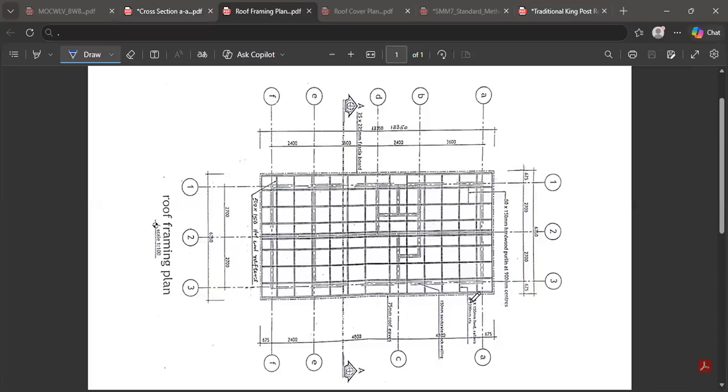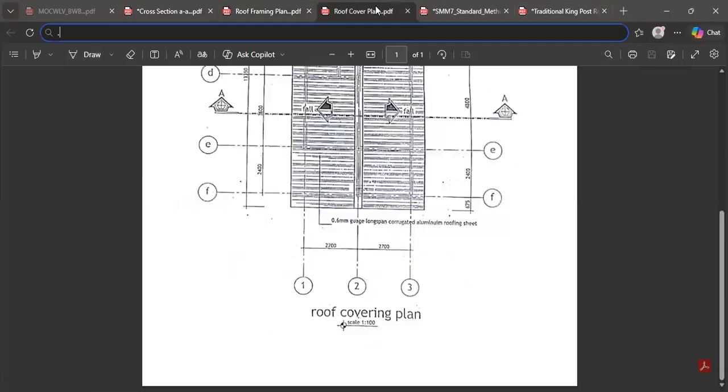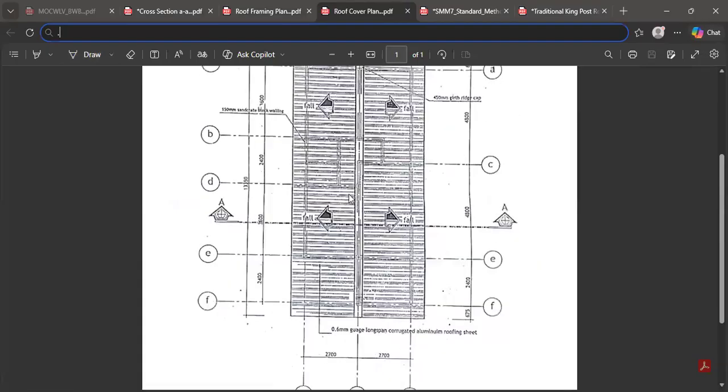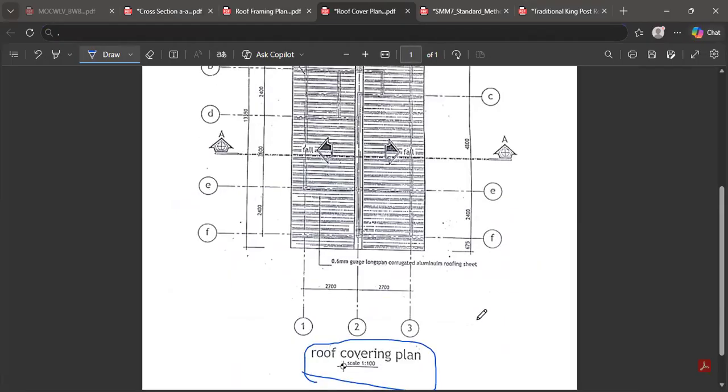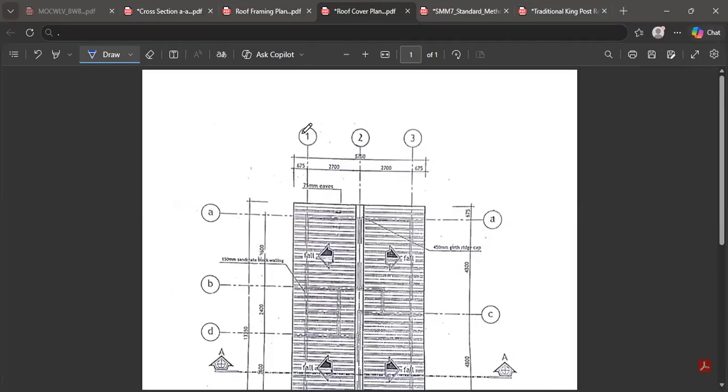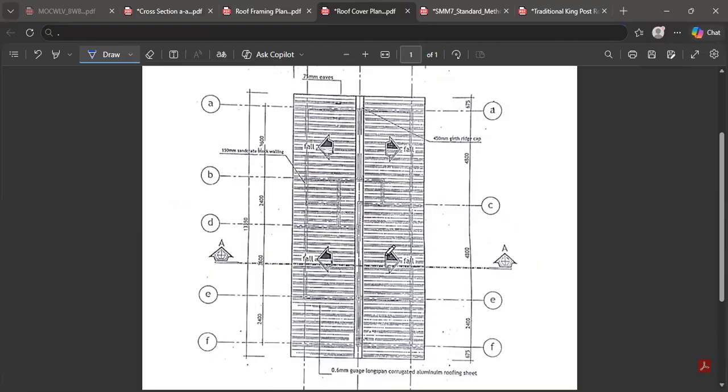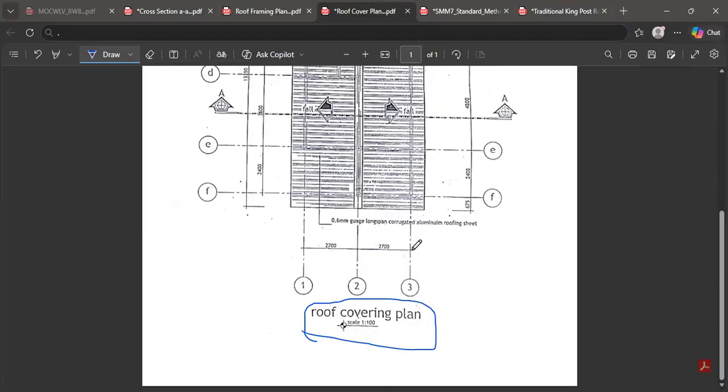I want you to also note that this over here is the roof cover. If you see roof cover, it just means the roofing sheets. The roofing sheet that they'll put on it is called the roof cover. So they say roof covering plan. You don't need to get confused. That same one, two, three, you are seeing over here. But this is the plan view of it.